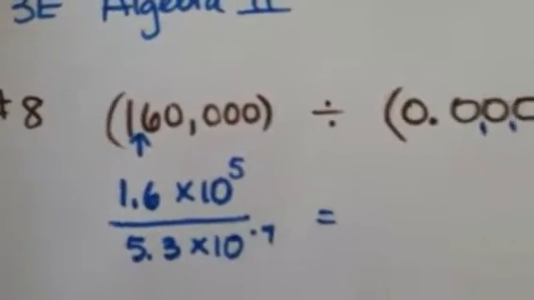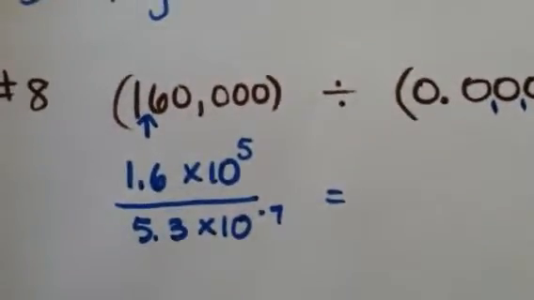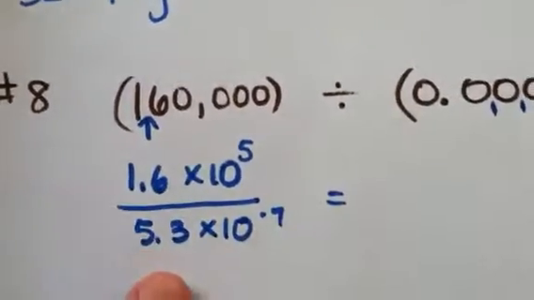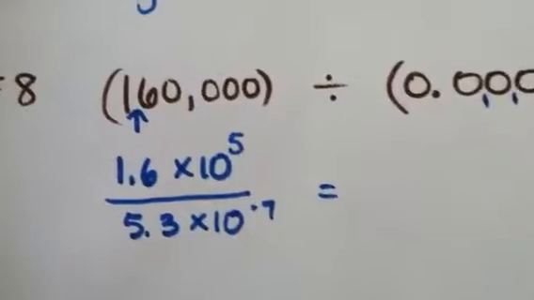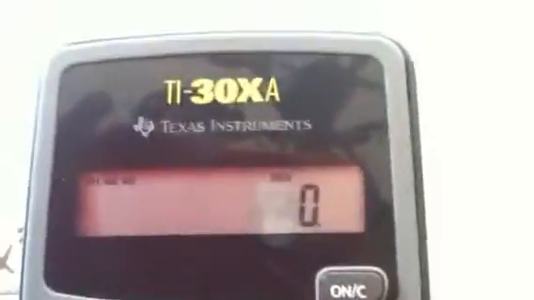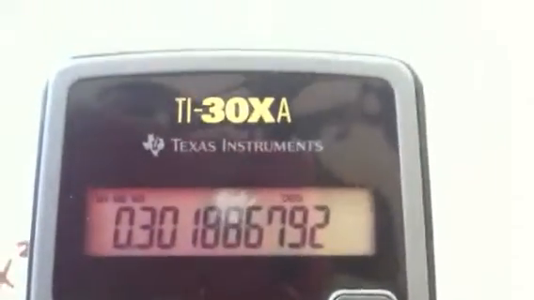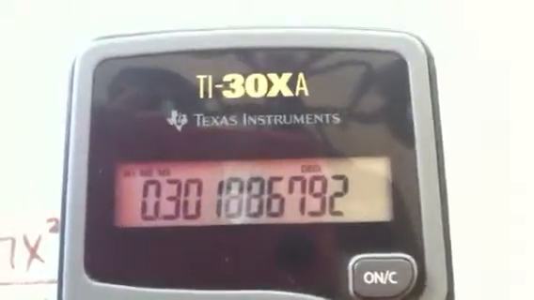Anyway, use your calculator, and in your calculator, is that nice and clear, hopefully? You're going to take 1.6 divided by 5.3. So let me grab my calculator real quick. Let's see what we get. You can even look over here if you want. I can't even remember what I'm dividing. 1.6 divided by 5.3. And look at that ugly answer.